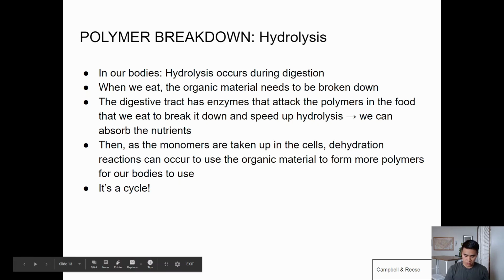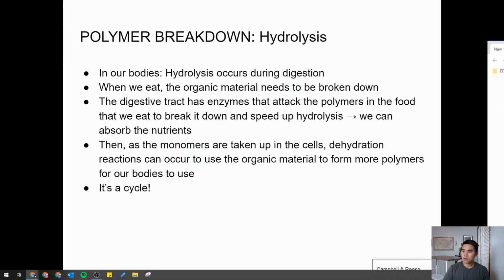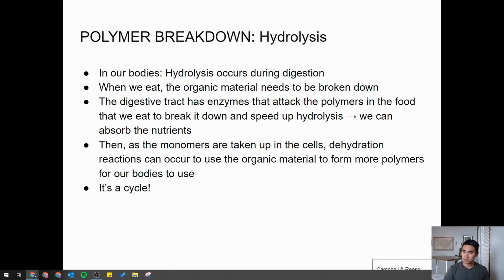And then before I continue any further, I'm going to pull up some notes on the side just to make sure that I don't miss anything.